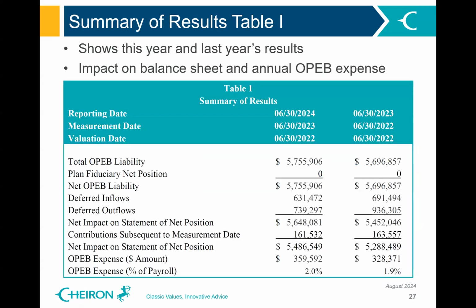I promised a glimpse at what the reports look like. This is table 1 in the report, and it shows you the most recent year results and then last year's results. Here's that total OPEB liability. That net OPEB liability winds up, after the deferred inflows and deferred outflows, on your statement of net position, your balance sheet. So this is important. And this also shows you right here the expense. That's the accrual amount that goes against expenditures. So table 1 has a lot of good information.